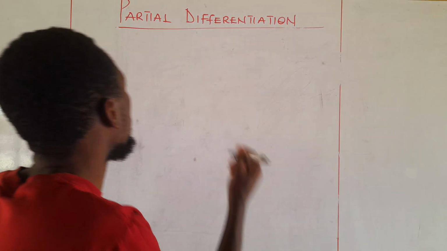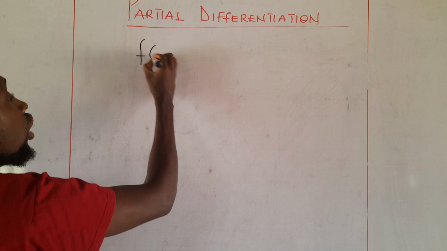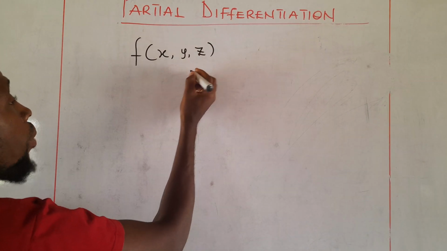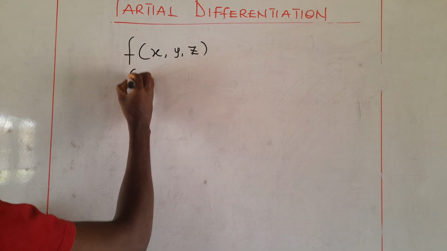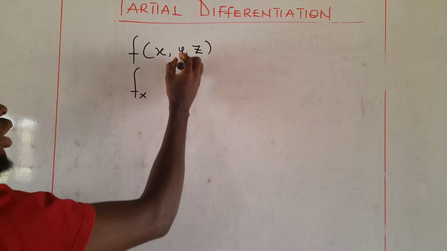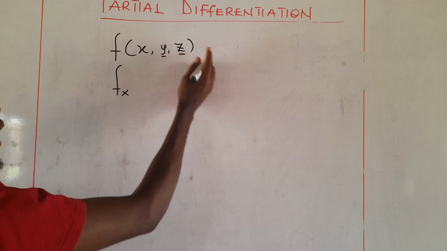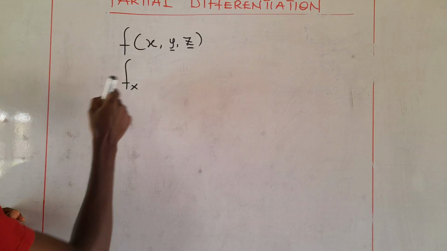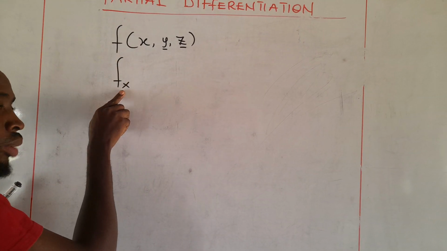So, for instance, if we have a function f that is dependent on x, y, and z, and we are performing partial differentiation of this function with respect to x, then y and z will be held constant. So please take notice. This is how we write it: the partial differentiation of the function with respect to x.